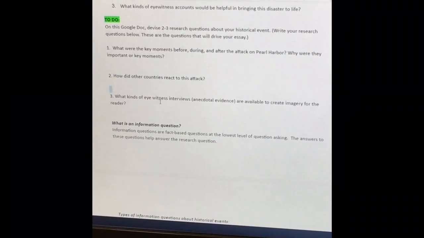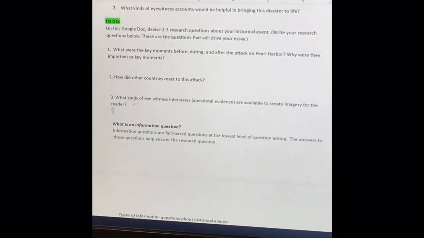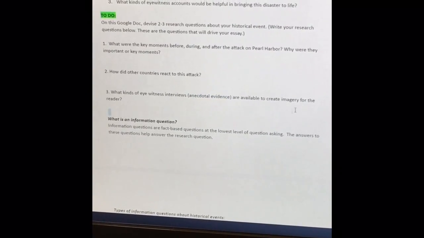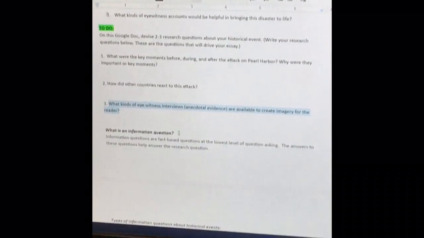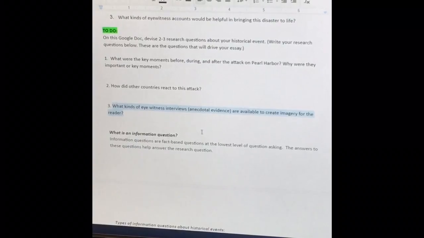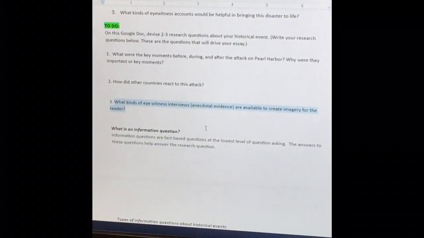And my 3rd question, look here, I'm borrowing the one from above. What kinds of eyewitness interviews, and again, this is anecdotal evidence, are available to create imagery for the reader. I also suggest that maybe you include this as your third body paragraph, your third research question. So you're going to get time to do this portion in your Google document.